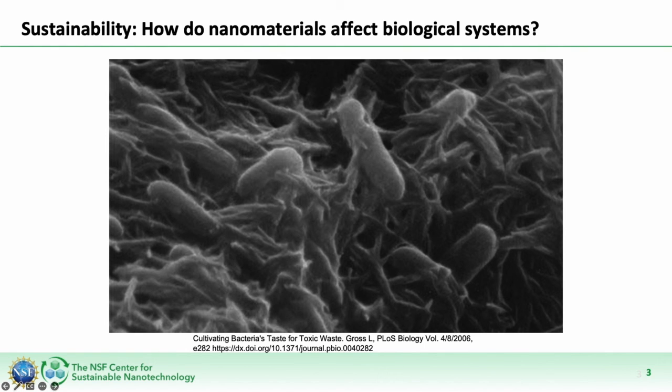So a big part of understanding how sustainable nanomaterials are is looking, like I said, at how they interact with biological systems. What effects do they have? To address this kind of question, some CSN researchers use a very common bacteria that's found all over the place in the soil called Shewanella oneidensis. And this is a picture of that bacteria.